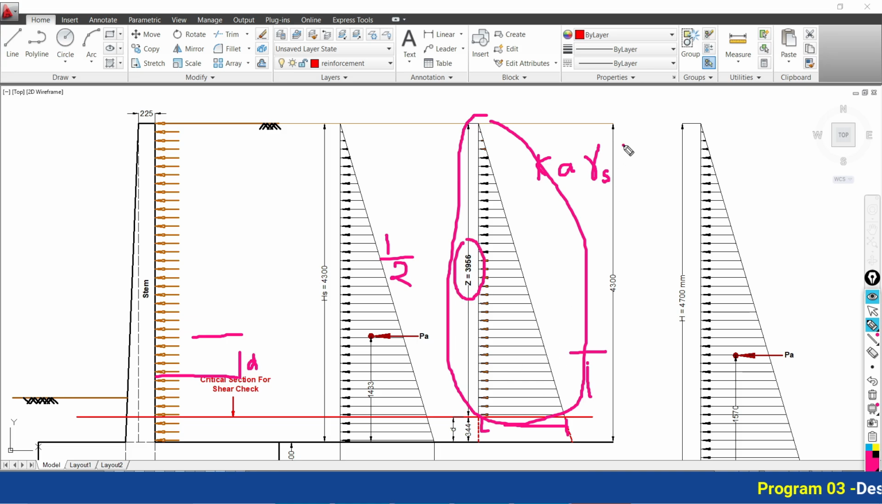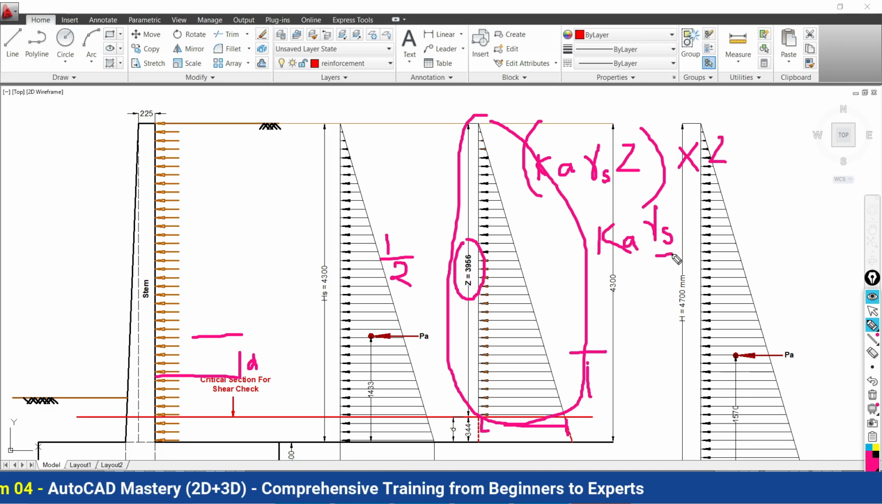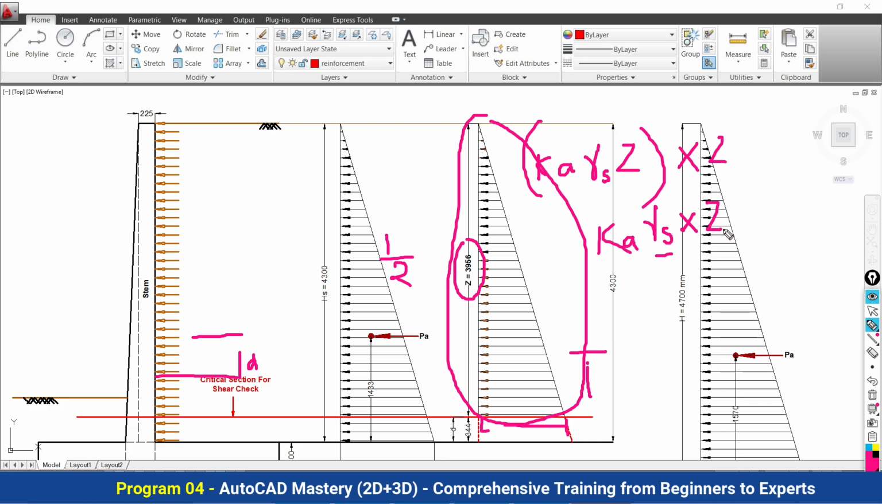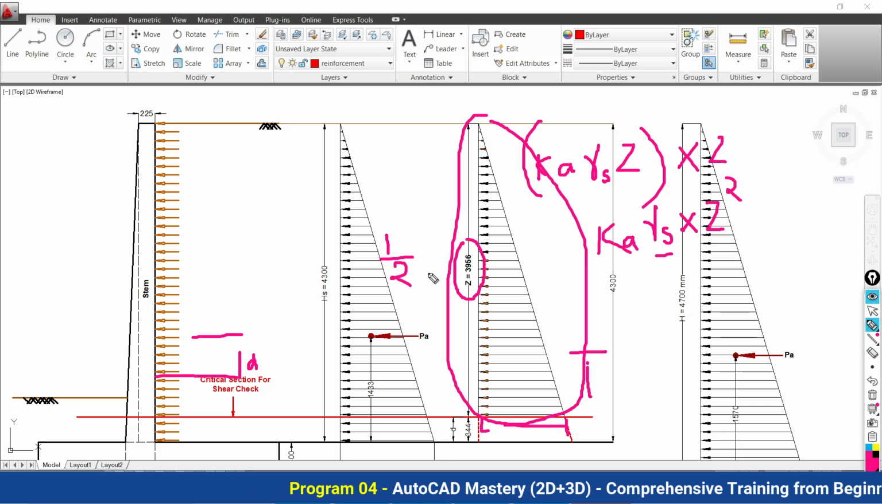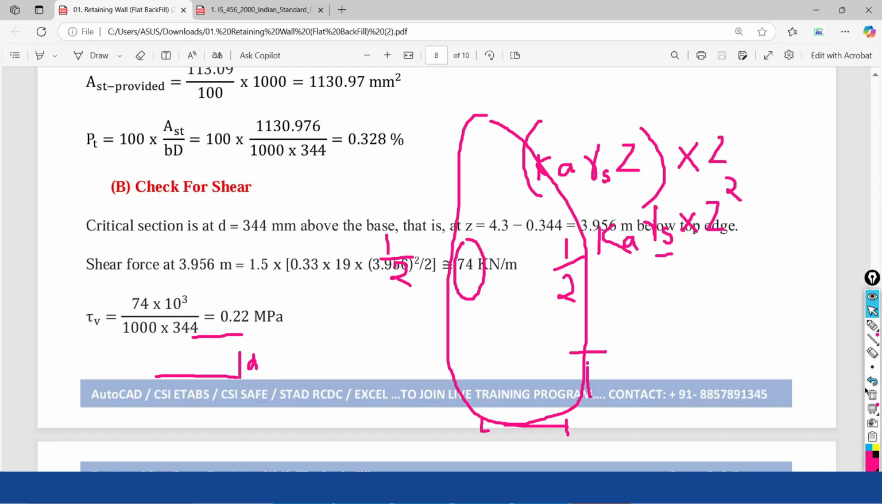Okay, this height is nothing but z, and this is completely going to be multiplied with the total height, z again. So it is going to become Ka gamma s, the density of the soil, multiplied by z square, and as it is the area of a triangle, half base into height. So this same value is actually written here.